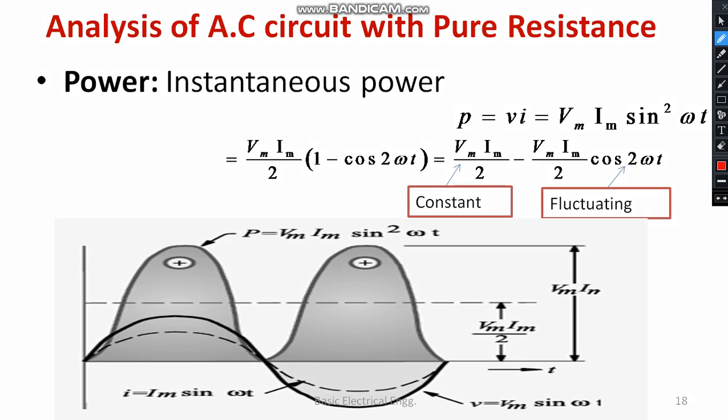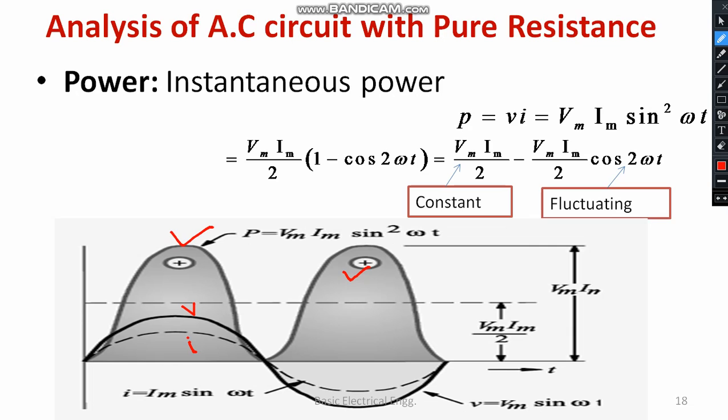Power is nothing but the product of voltage and current. You are able to get the positive value. P is equal to Vm Im sin square omega t. And what about the current? Current will be negative, voltage is also negative. Negative into negative means plus. You will be getting a positive value. I hope it is clear.